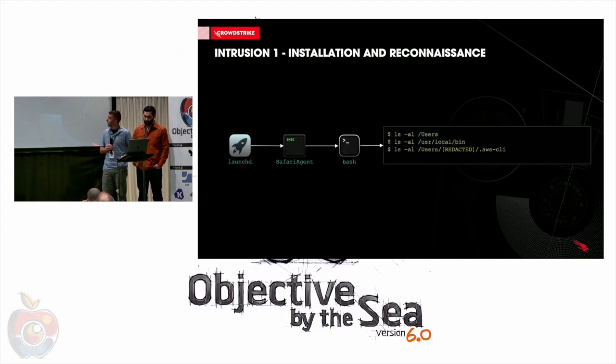Again, it launches another bash shell, and we see the operator actually conduct a bit of light reconnaissance, looking at the user's directory, looking to see if this hidden file actually exists within the user's directory, this .aws CLI, which at first we didn't really understand what that meant until they had some more follow-on, and then running sw_vers to check out some system information.